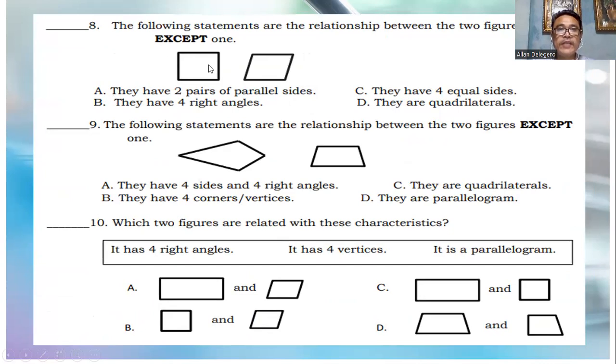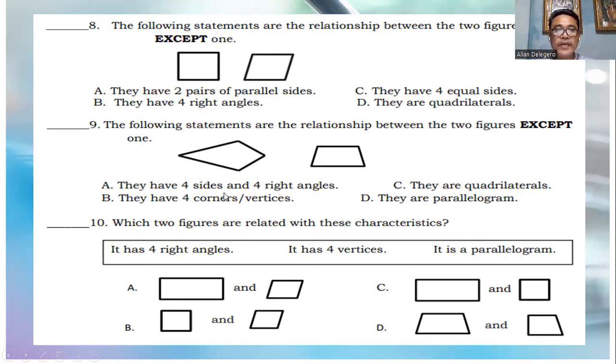The following statements are the relationship between the 2 figures below, except one. A, they have 2 pairs of parallel sides. B, they have 4 right angles. C, they have 4 equal sides. D, they are quadrilaterals. 9. The following statements are the relationship between the two figures except one.